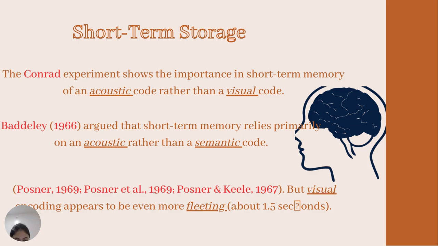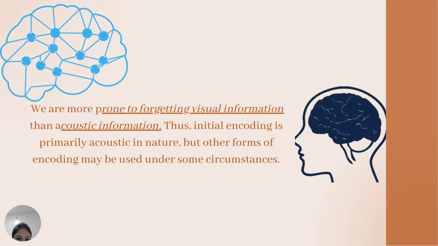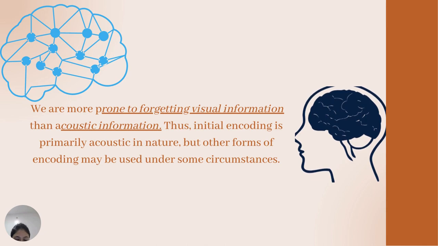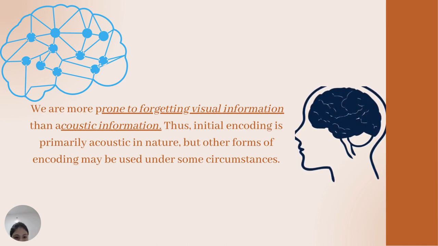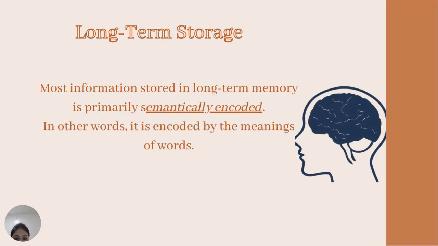Then Posner and Keele said that visual encoding appears to be even more fleeting, like about 1.5 seconds only it stays with you, then you forget it. So basically they have the same conclusion that acoustic is retained more than visual in the semantic code. So we are more prone to forgetting visual information than acoustic information. Thus, initial encoding is primarily acoustic in nature, but other forms of encoding may be used under some circumstances.